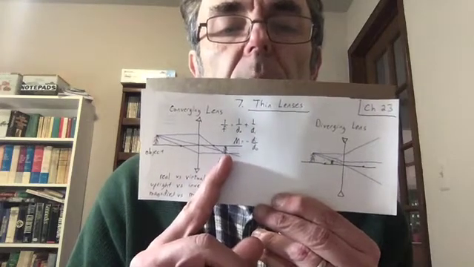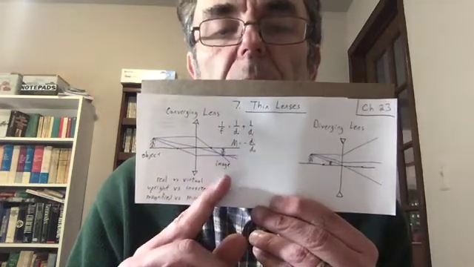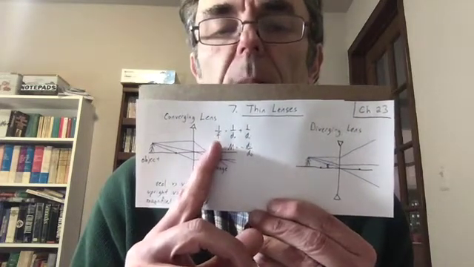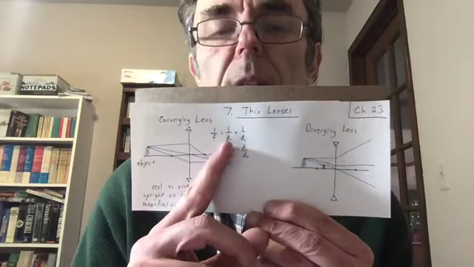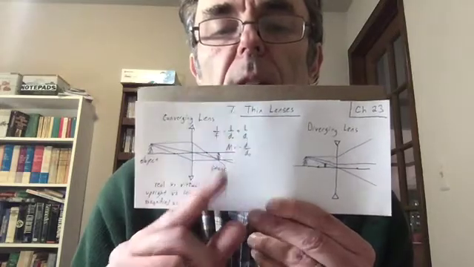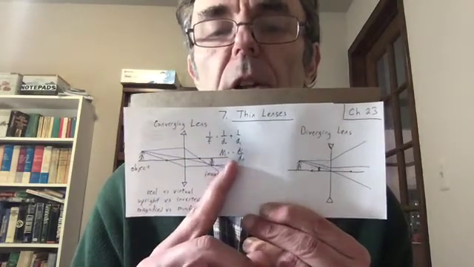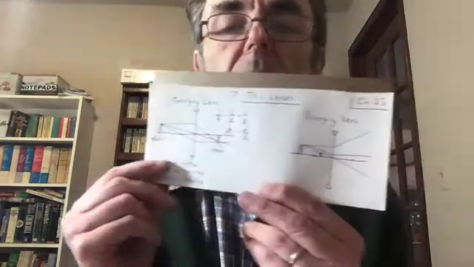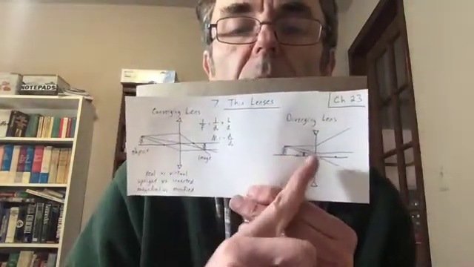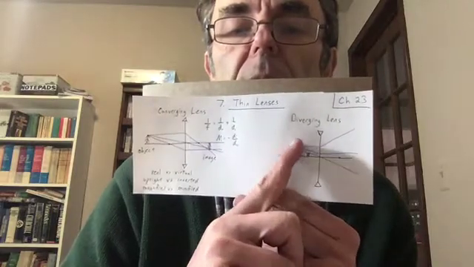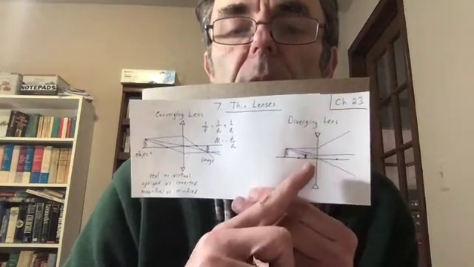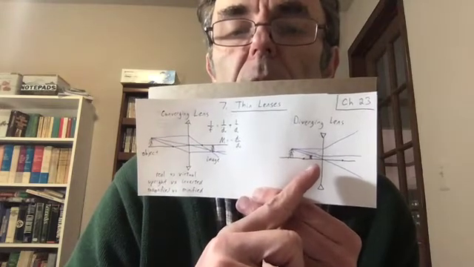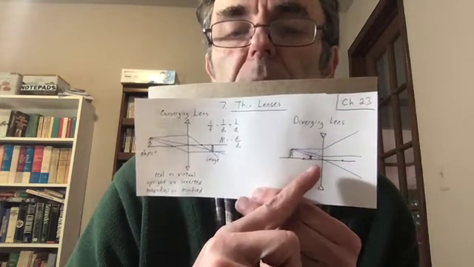That's a real image, inverted and minified. Your thin lens equation is the same as your mirror equation. 1 over the focal length is equal to 1 over object distance plus 1 over image distance. Magnification is also the same. You can also have diverging lenses where the focal length is negative. The lines are a little bit different. In this case, they all converge to a virtual image that's upright and minified.